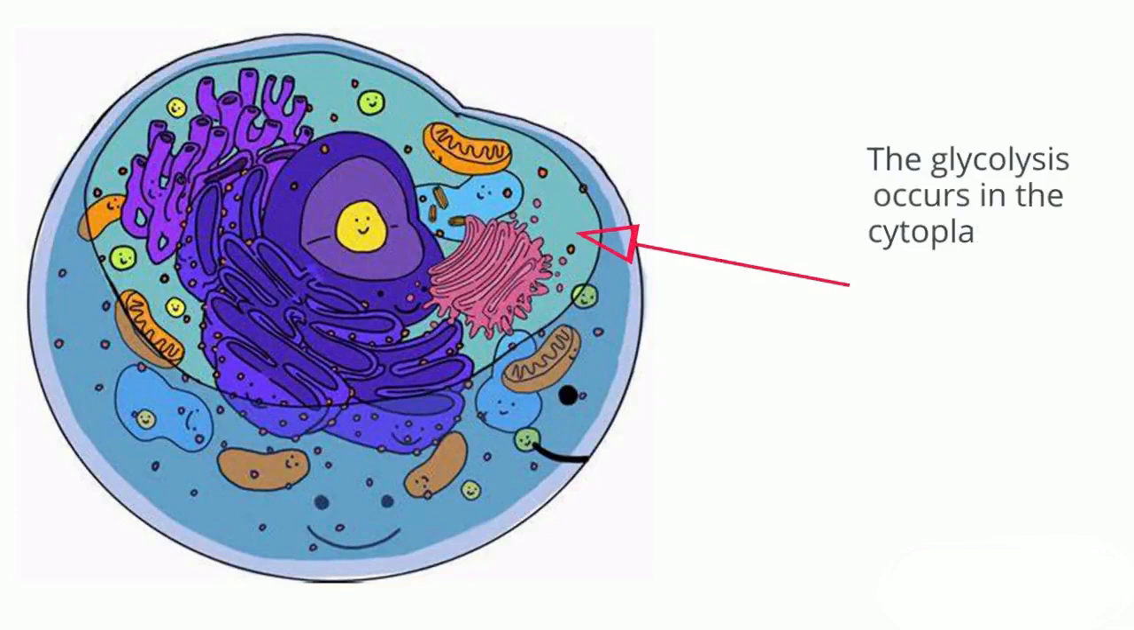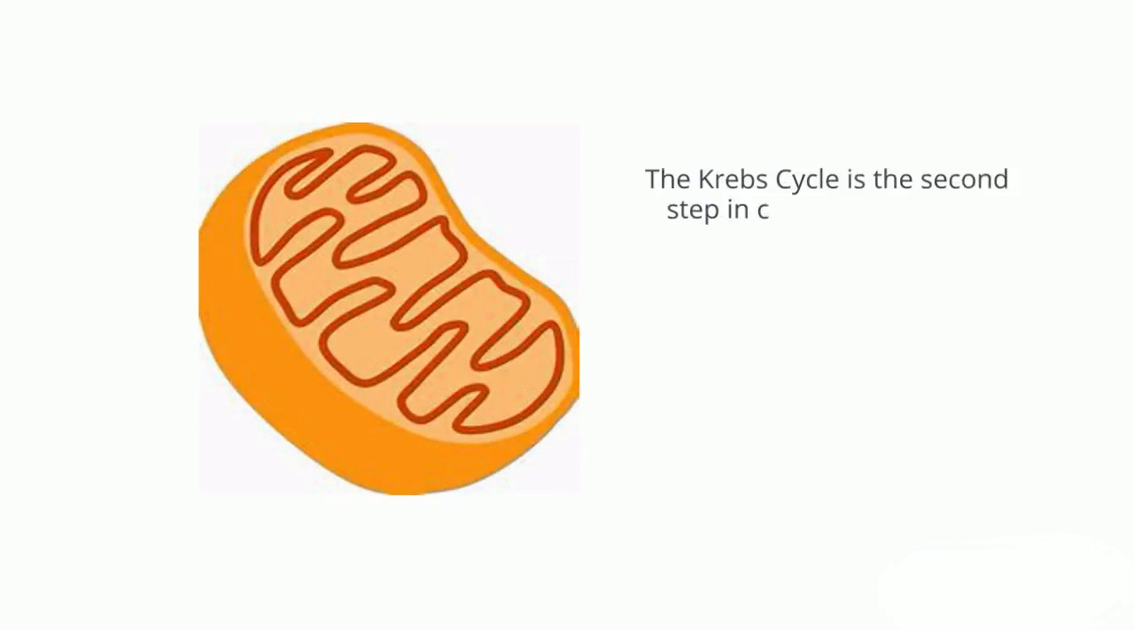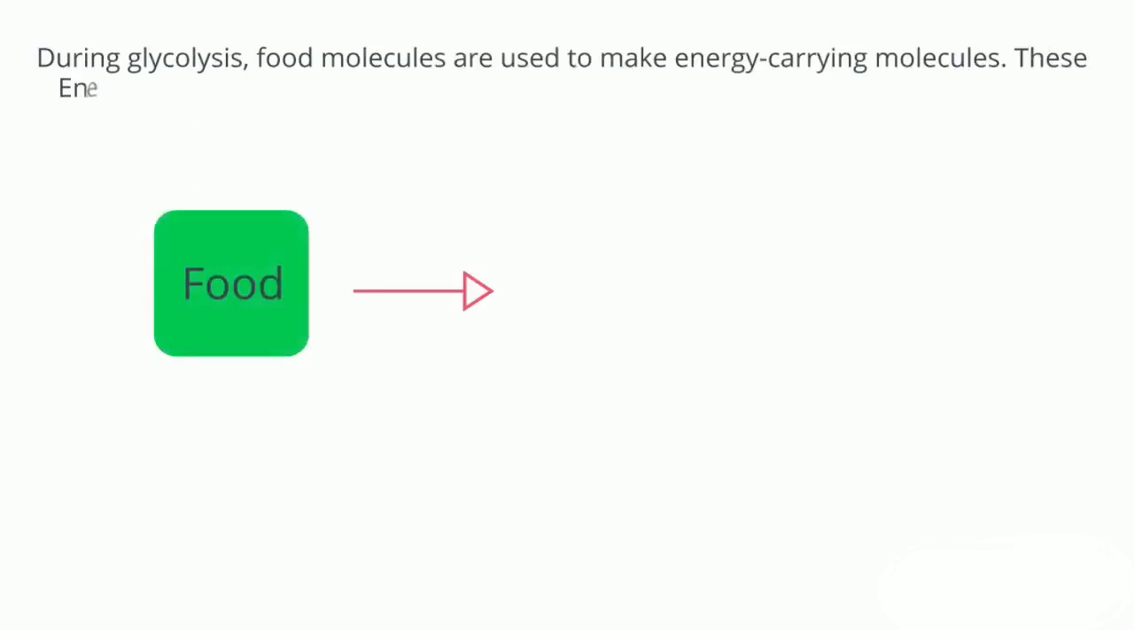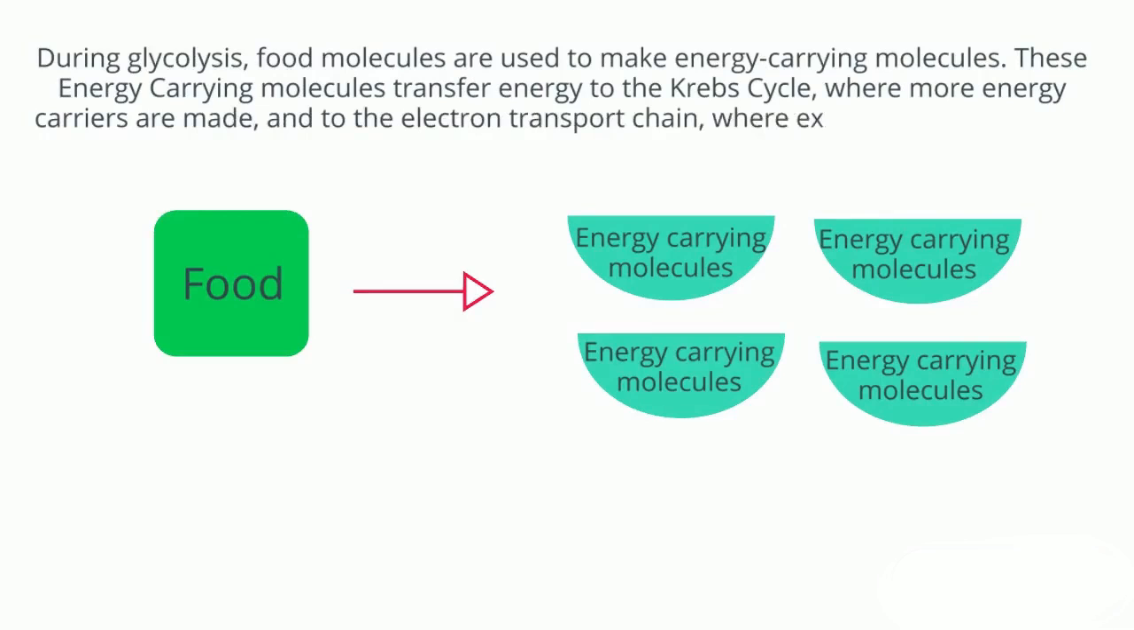The Krebs cycle. So while glycolysis occurs in the cytoplasm, or the fluid medium within the cell that all the organelles hang out in, the Krebs cycle happens across the inner membrane of the mitochondria, which are generally considered the power centers of the cell. During glycolysis, fluid molecules are used to make energy-carrying molecules. These energy-carrying molecules transfer energy to the Krebs cycle, where more energy carriers are made, and to the electron transport chain, where excited electrons power the making of ATP.